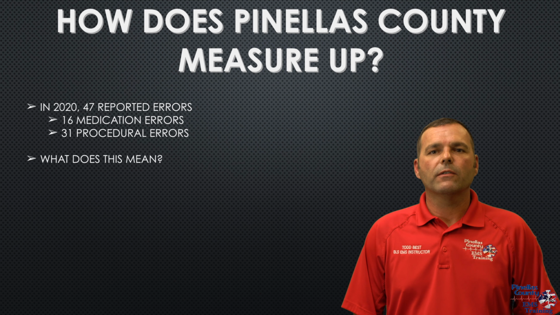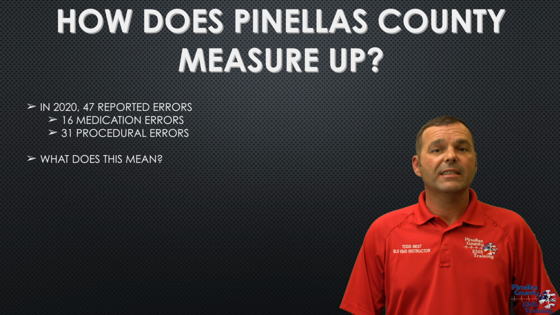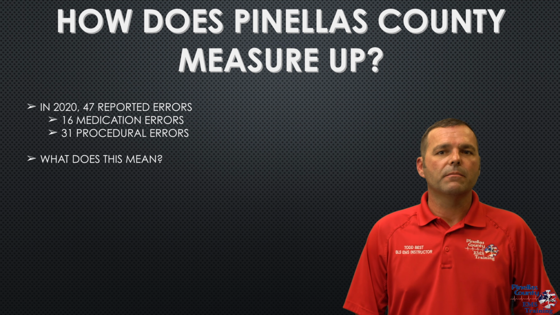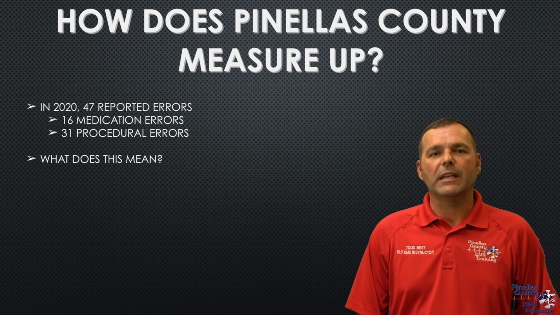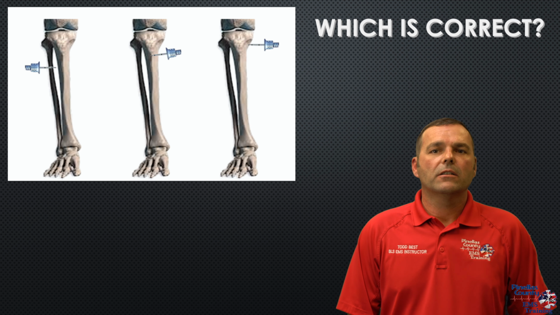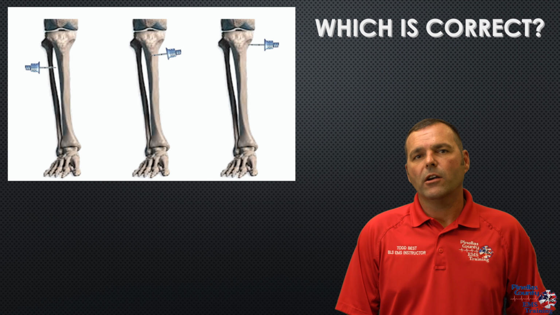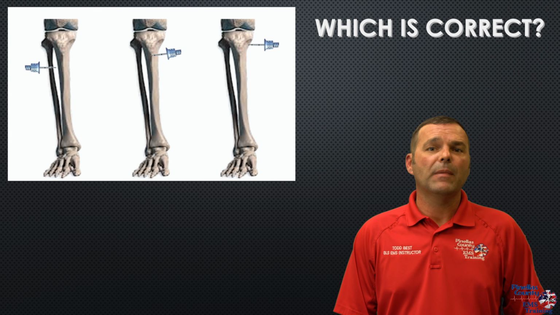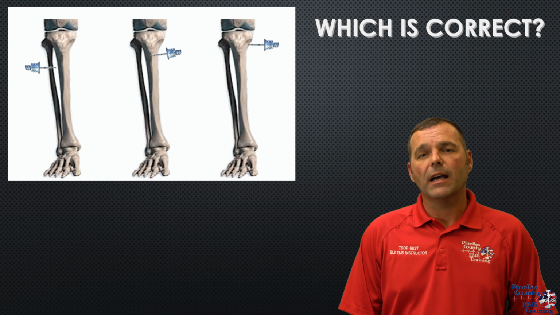In 2020, there were 47 reported errors, 16 medication and 31 procedural. Any of these errors may have resulted in a negative outcome for the patient. Here's the big one. EMTs and paramedics alike should know the landmark for IO access. If the performing clinician is missing the landmark, I-MACC should prevent the misplacement of the IO.